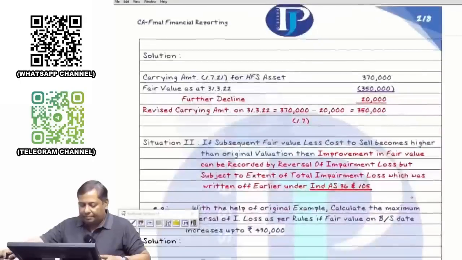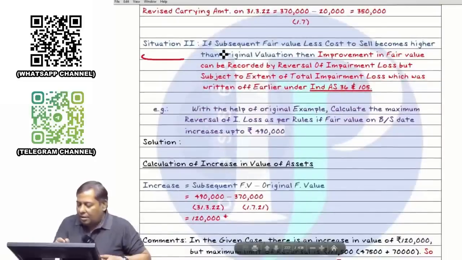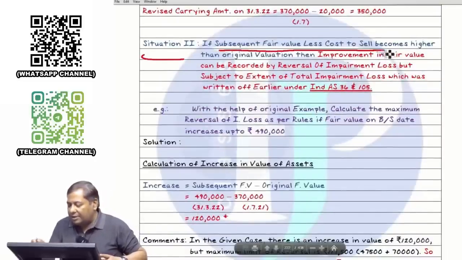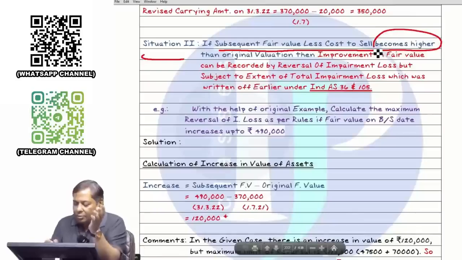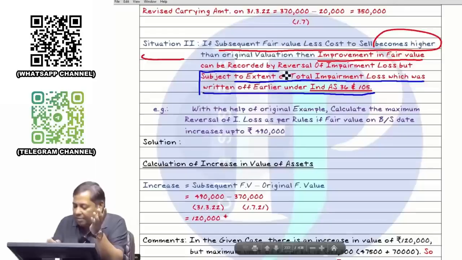Second case. Look, here is the second case. If the subsequent valuation increases, if it becomes higher, then you will see that there is an improvement in fair value to the extent of the total impairment loss, which was written off earlier under 36 and 105. Whatever you had written off in your past, you can reverse that much.